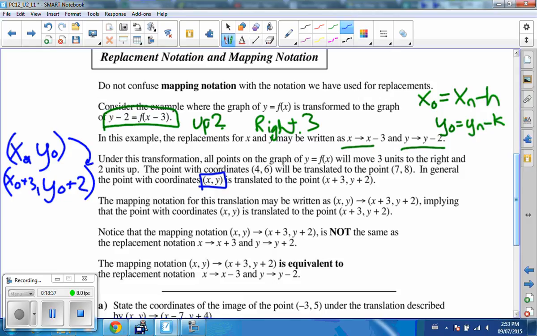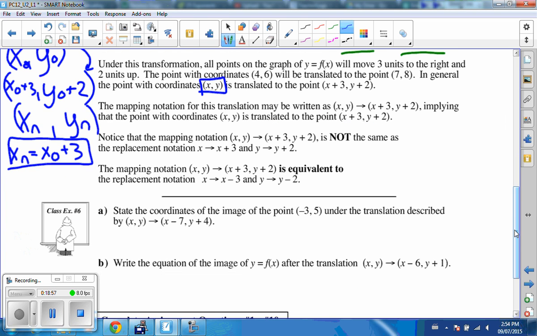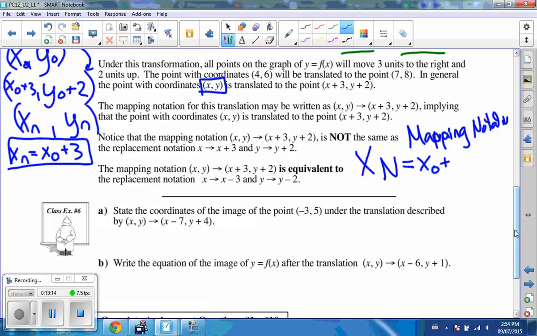I can still do this the same way I did before with my mapping notation, my new and my old. This is my new point. This is my new y value. So I can now write x new equals x old plus 3. So in mapping notation, it's the new value as a function of the old, or the x new that is an isolated part.